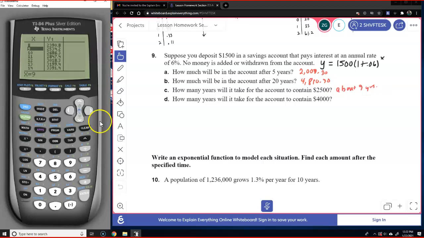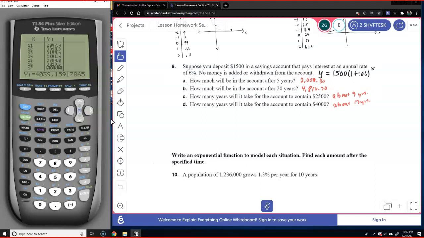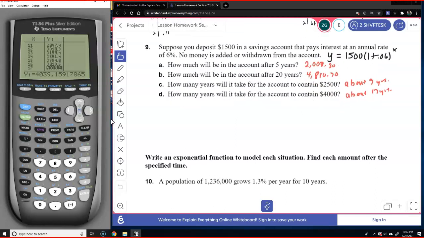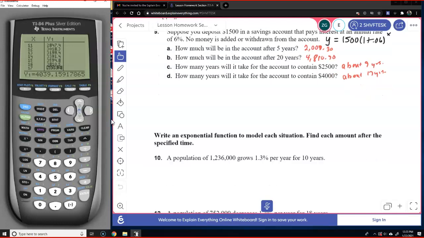How many years does it take for 4,000? So now you're looking at the Y value. And you notice that after 17 years, you get $4,039.20. So that's a good estimation there. So for number 9, all you're doing is using the calculator to come up with the values by using either the x-axis or the y-axis.